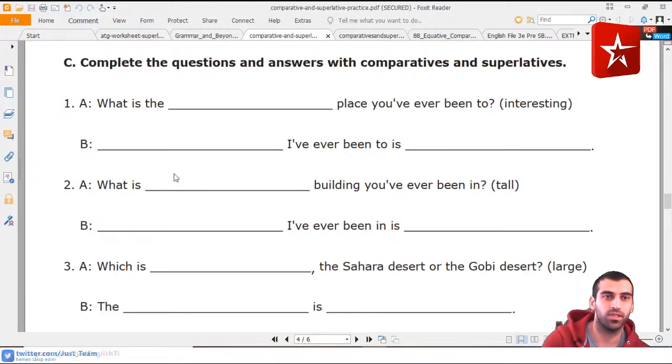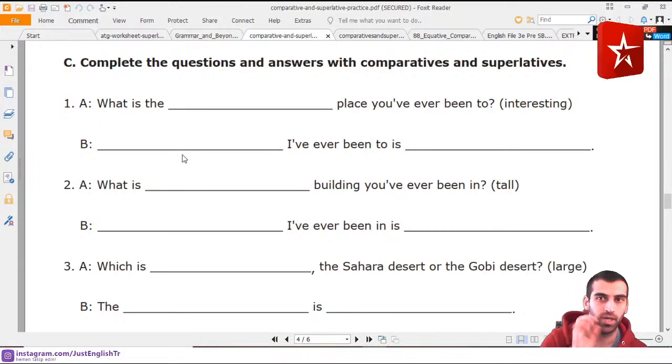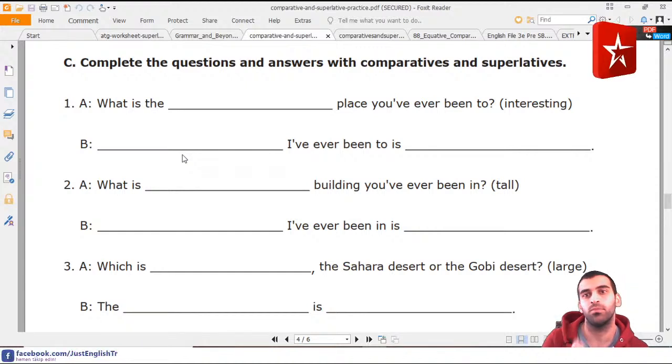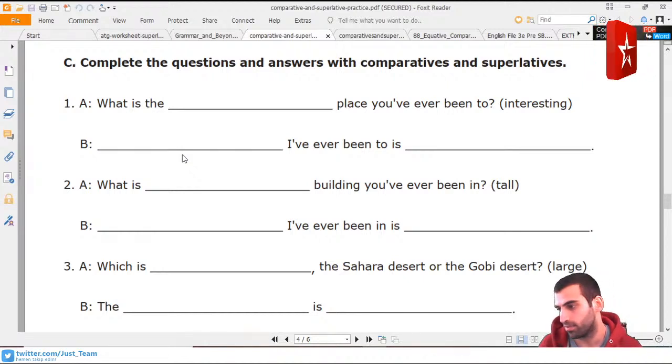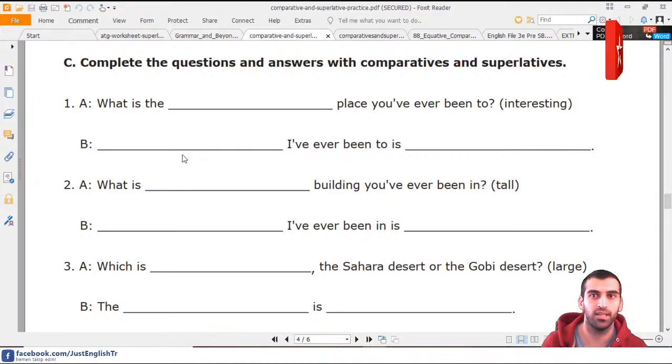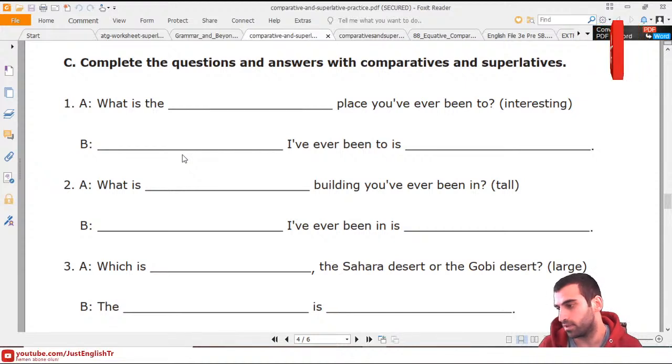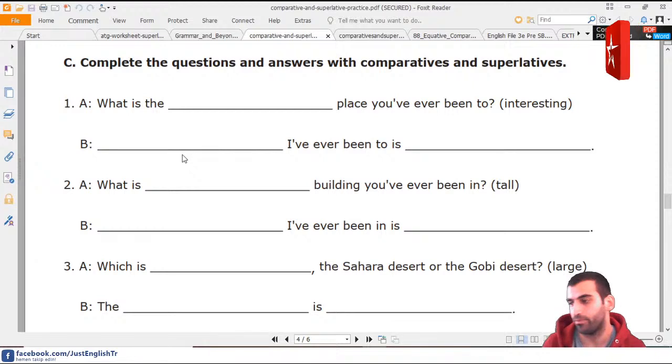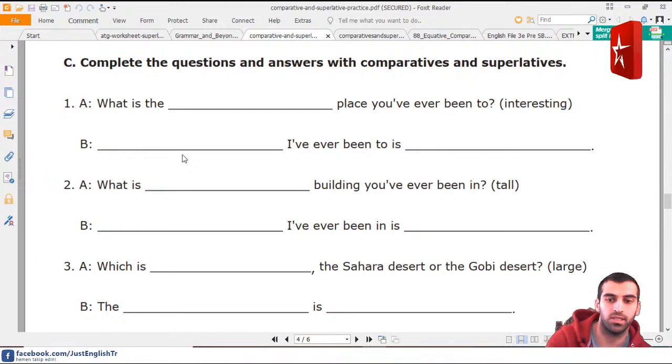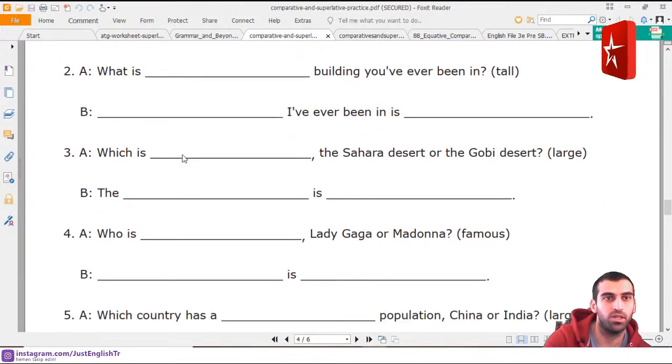Okay. For the answer of number one, we should write: the most interesting place I've ever been to is Muğla, for example. Ürgüp peri bacaları is the most interesting place I've ever been to, or the most interesting place I have ever been to is, for example, Balıklı Göl. Mr. Muhammed Türk Yılmaz says it is the most interesting place in Urfa. Okay, let's continue with number two.